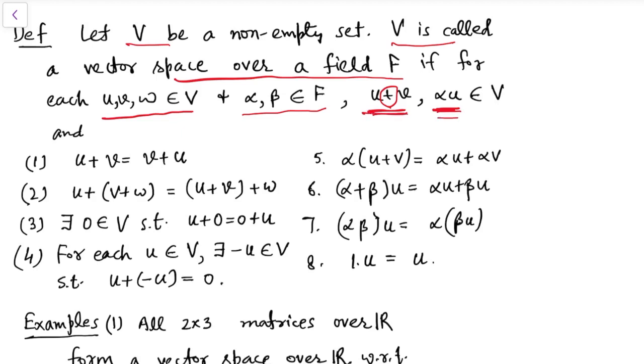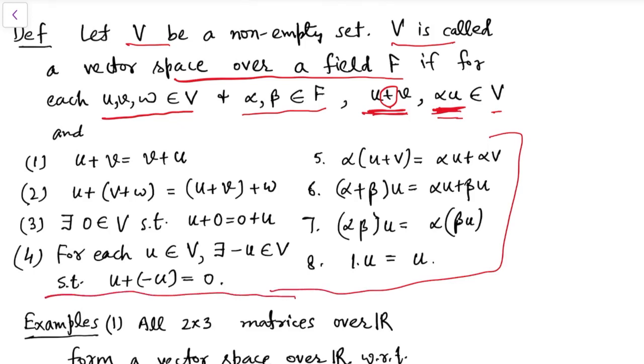These two results again belong to V, and these two operations, addition and this multiplication, satisfy these 8 properties. These are the same properties that we have already seen. So if V is such a set and it satisfies these properties with respect to these two operations, then we call V a vector space over a field F.